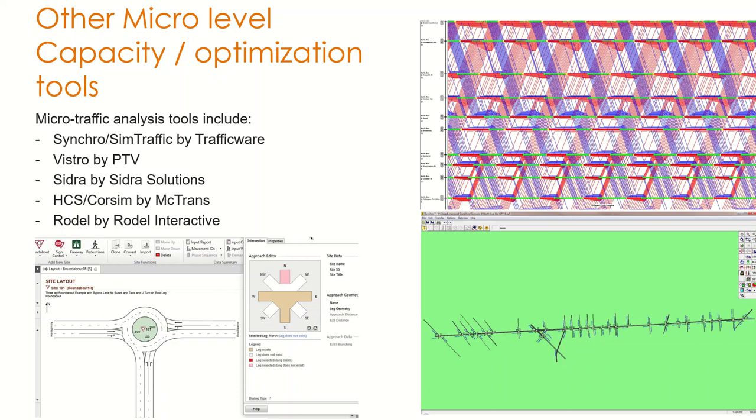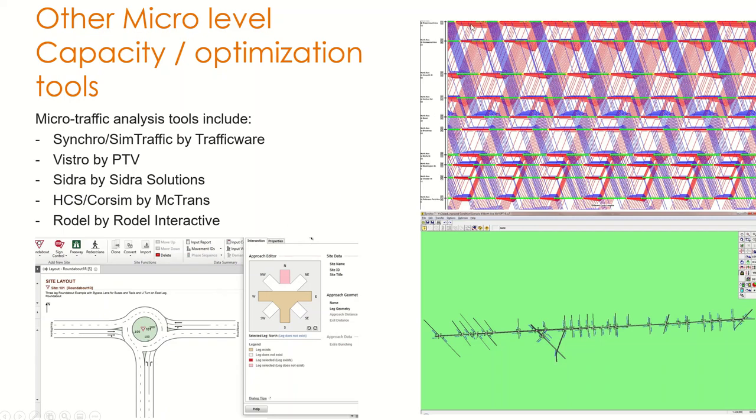Typically, Synchro and Vistro are more accepted in the industry as reliable tools to assess signalized and unsignalized intersections. On the other hand, Sidra and Rodel are deemed to be more reliable as compared to Synchro and Vistro when performing capacity analyses on roundabouts. As a side note, Sidra has a theoretical gap acceptance model that is developed mainly to handle roundabout performance, and Rodel is based as well on empirical data instead of theoretical models.